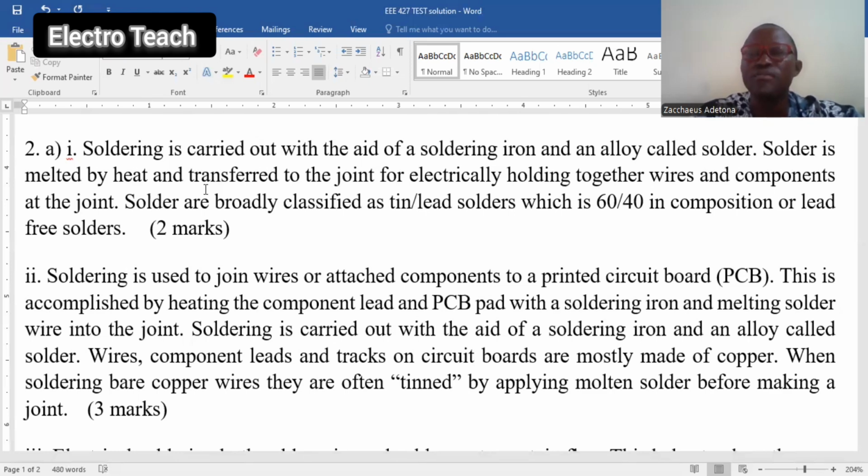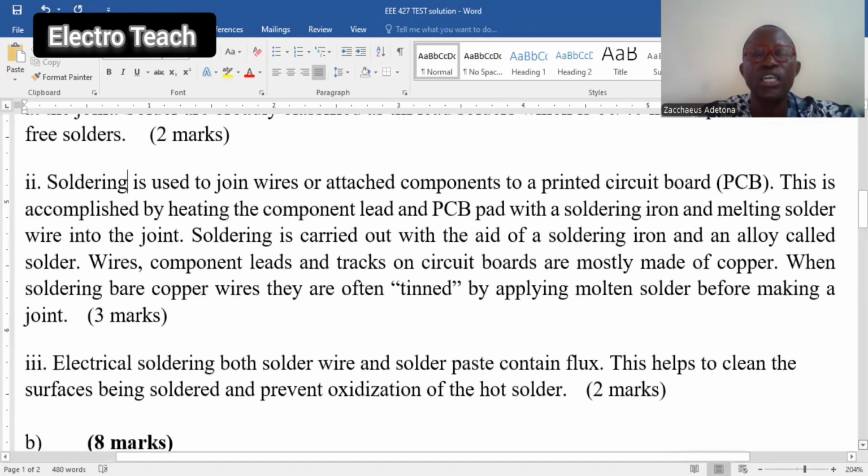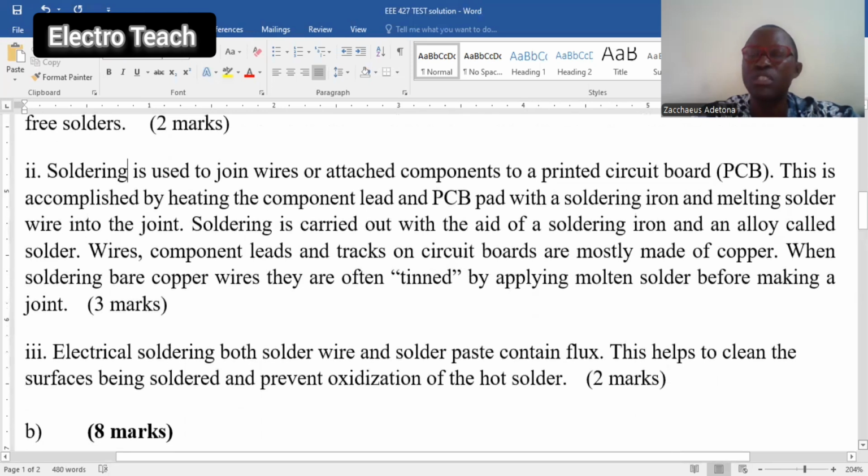The tin-lead solder has a composition of 60-40%, and then there is the lead-free solder. The commercial solder nowadays is the lead-free type, but the tin-lead type is still used by individuals, hobbyists, and so on. Soldering itself is used to join wires or attach components to a printed circuit board (PCB).